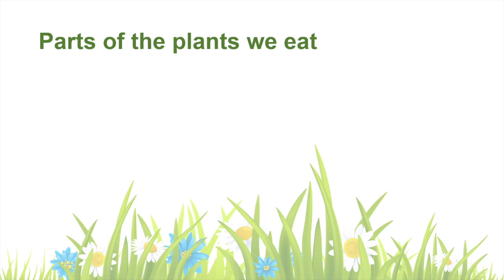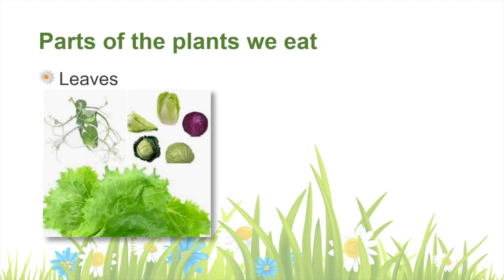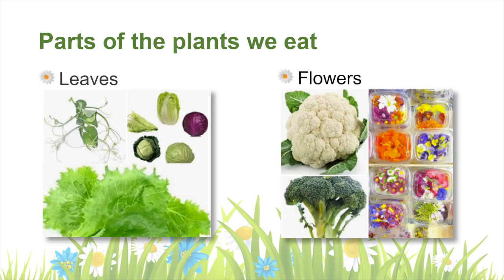What leafy plants do we enjoy? Leaves that we eat include lettuce, spinach, and herbs like basil. Which plants have flowers that we eat? Did you know that part of the cauliflower and broccoli we eat is actually the flower? We also enjoy flowers such as chamomile and jasmine as tea.